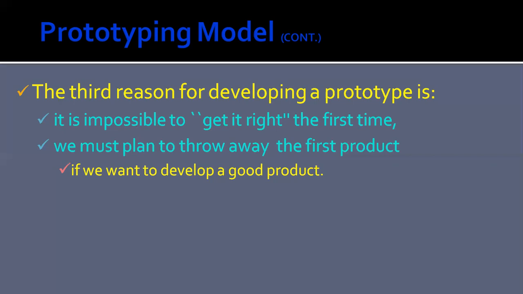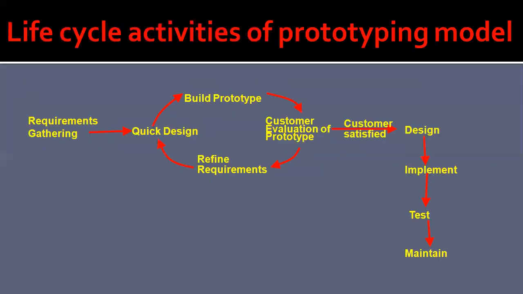Now, coming to the life cycle activities of the prototype model. Here the prototyping model of software development is shown graphically. It is basically divided into two major activities: one is prototyping construct, and the other is iterative waterfall based software development.